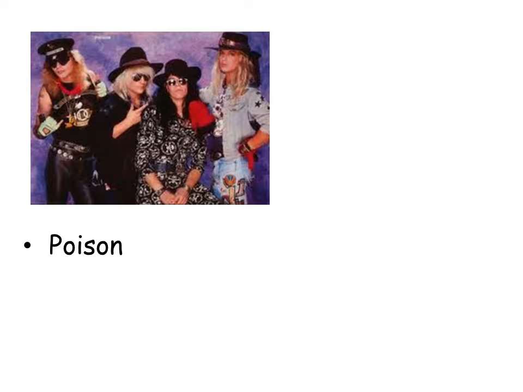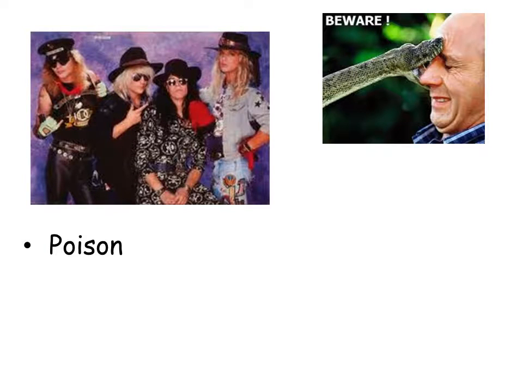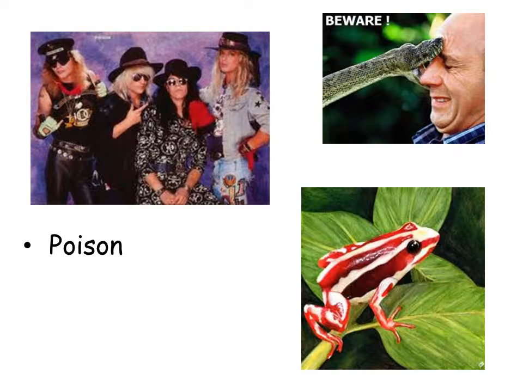Another way that proteins are used is they're made into poison, which can be used for killing prey, or for deterring predators.